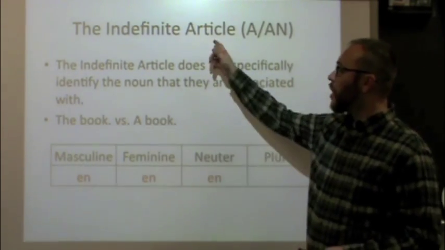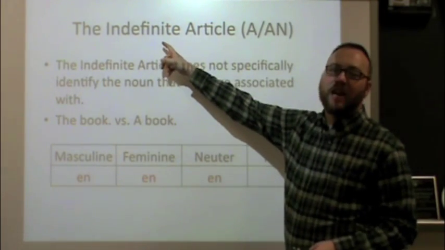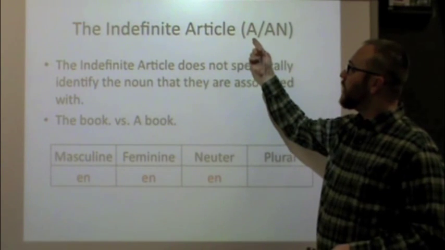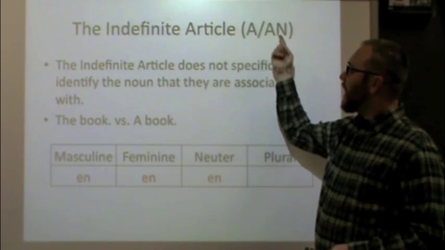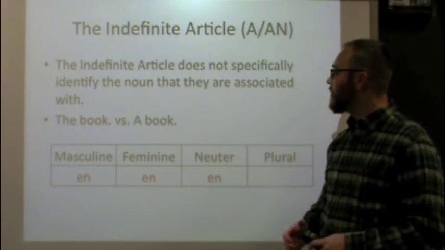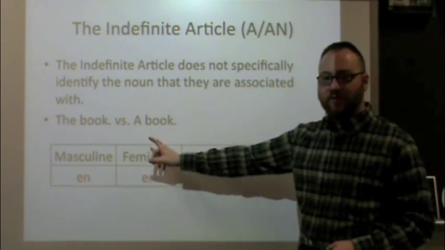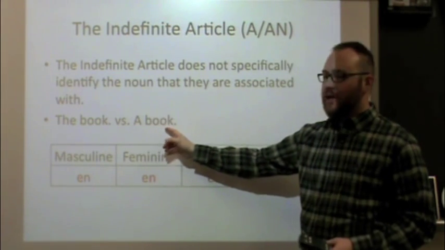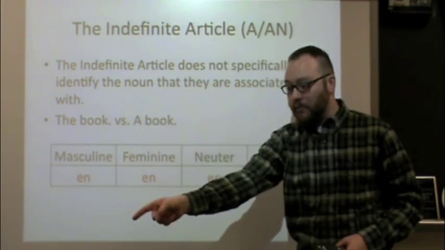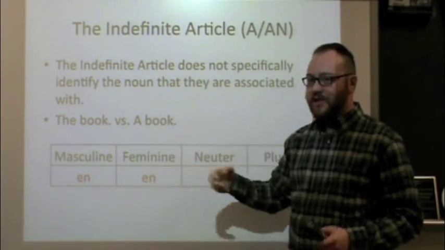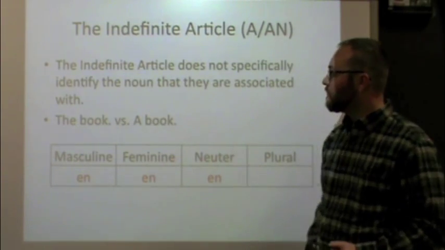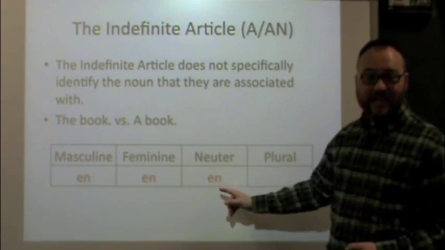Now, we covered the word the. The other major article that we have to learn is the indefinite article, which in English would be a or an. We know that in English, a or an is indefinite because it doesn't specifically identify the noun it's associated with. There's a big difference between the book and a book. The book is definite; we know it's the book right there. But a book is indefinite. It could be any book. Just a book.